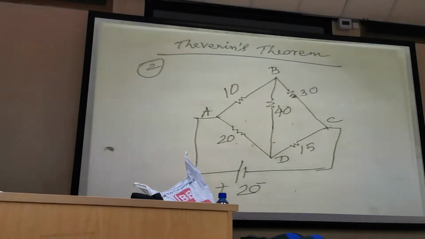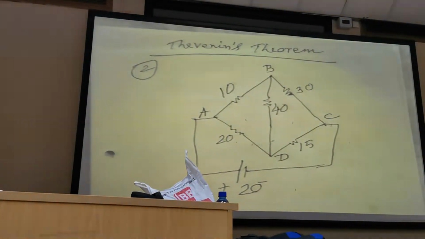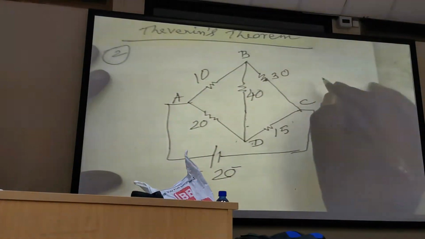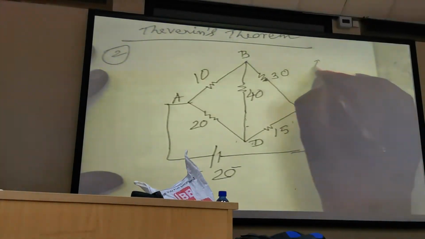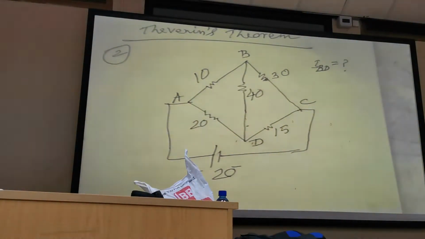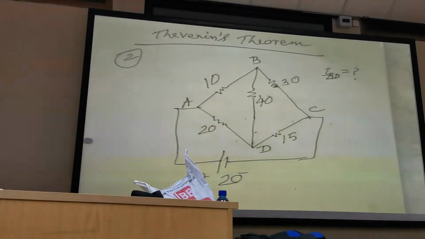Ready? Here I begin to focus. So what we need to do, whatever we are going to say is given. Everything is given. We need to find out IBD, right? By Thevenin's theorem. Clear? So this is your Thevenin's theorem. We need to find out IBD.